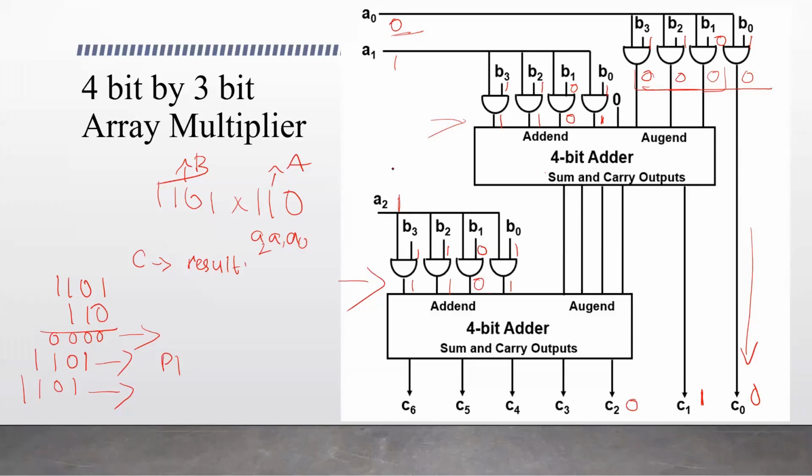And if you see the number of AND gates required for this 4-bit by 3-bit multiplier is 12. 4 times 3 is 12, so we need 12 AND gates. So when the multiplicand has 4 bits and the multiplier has 3, to multiply and get the results we need 12 AND gates.